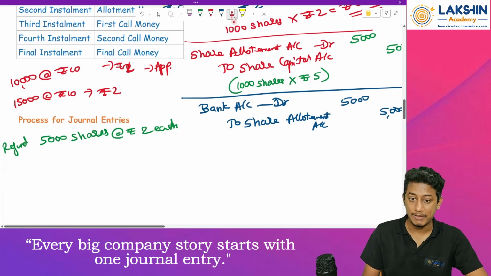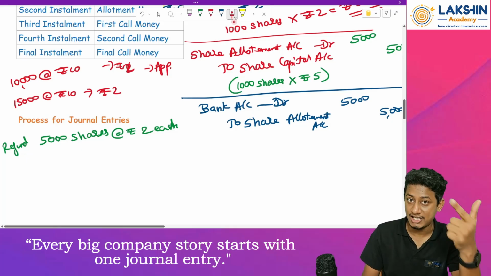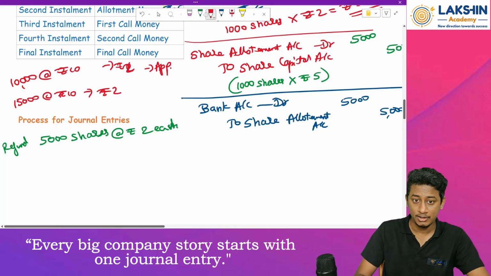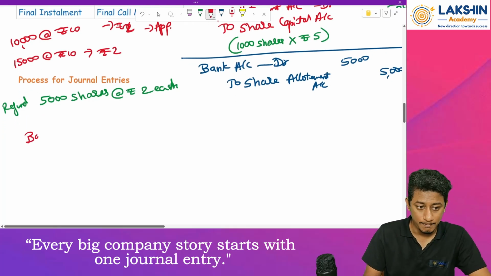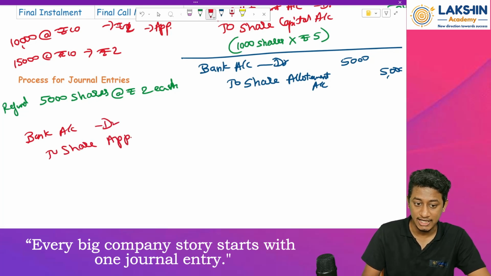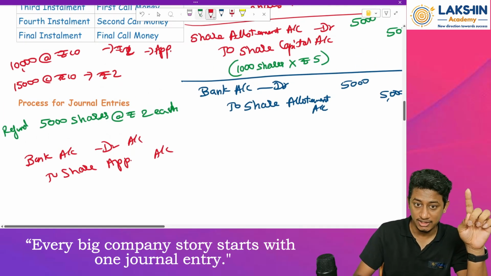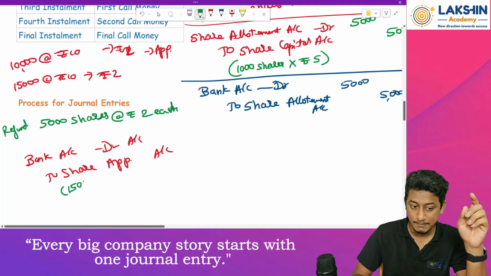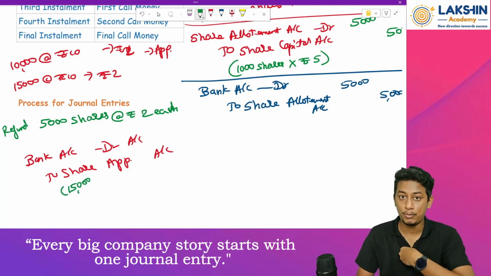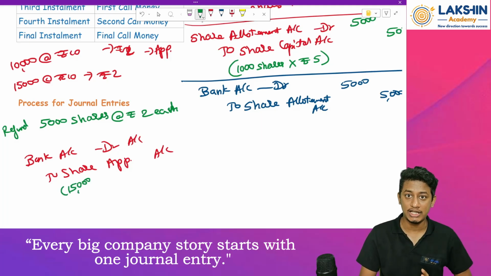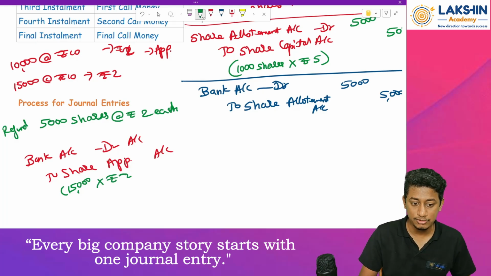So what is the entry that I pass? First of all, bank account debited to share application account is the first entry that I pass. Yes, that we know by now. So how much is the money received? 15,000 into rupees 2. As soon as I put out the applications, people pay me the money for the application. That will be how much? Rupees 30,000.